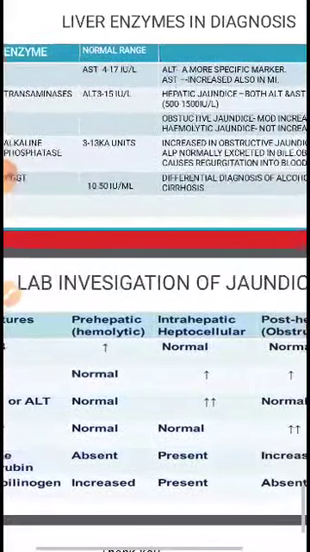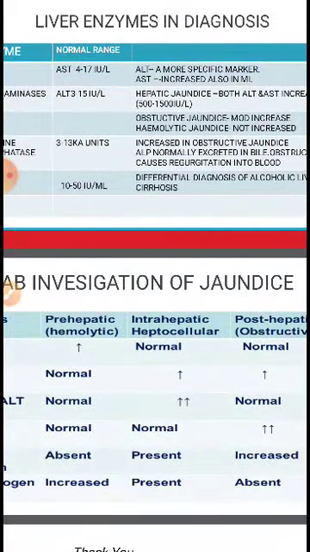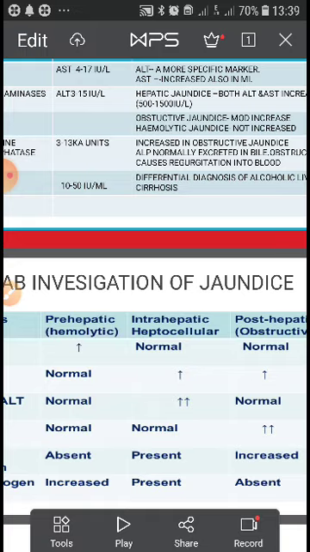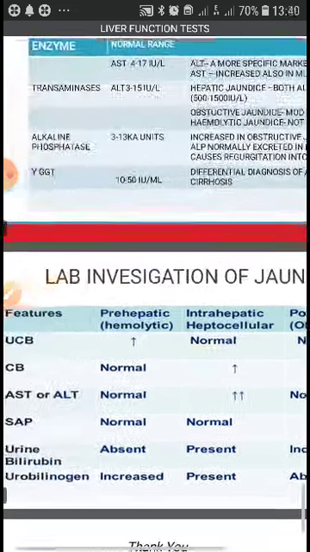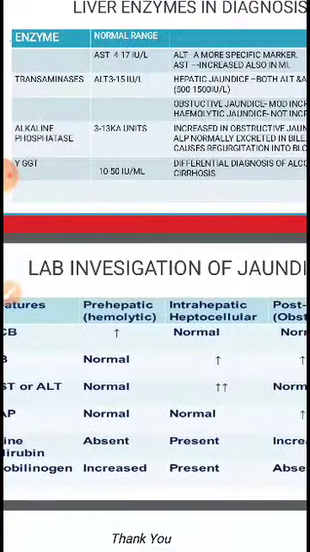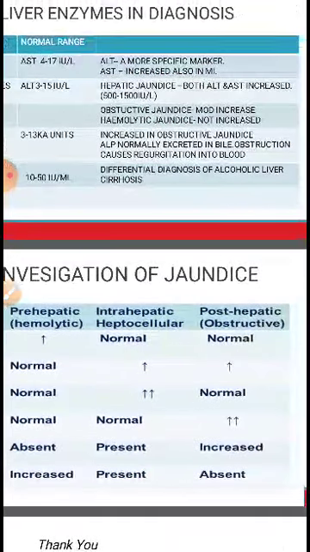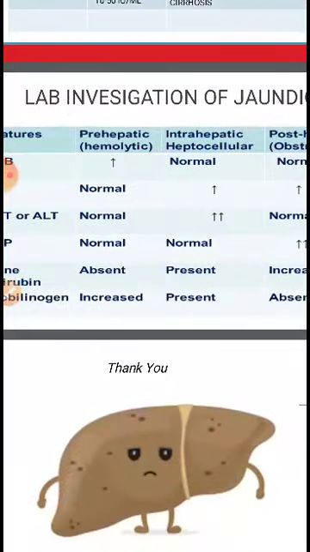Alkaline phosphatase, the normal range I have given you, 3 to 13 King-Armstrong units. Alkaline phosphatase is a very important marker in obstructive jaundice. It is normally excreted in the bile and is regurgitated into blood when there is an obstruction. Gamma GT, normal range is between 10 to 50 international units per ml, and is used for the differential diagnosis of alcoholic liver cirrhosis. In the last slide, I am giving you the lab investigations of jaundice.